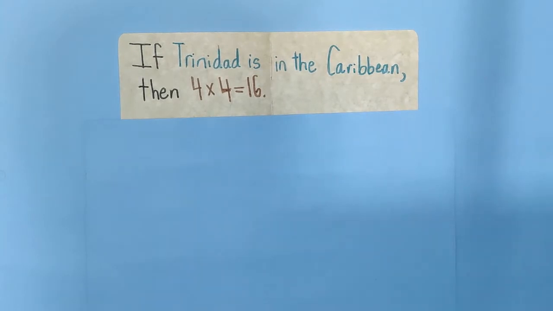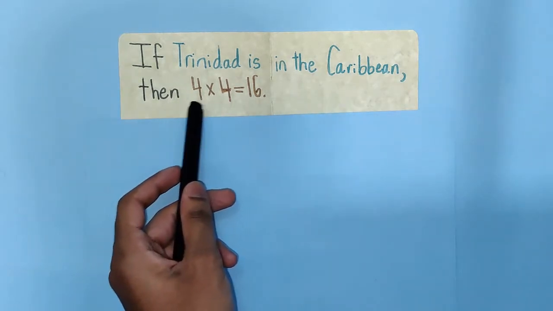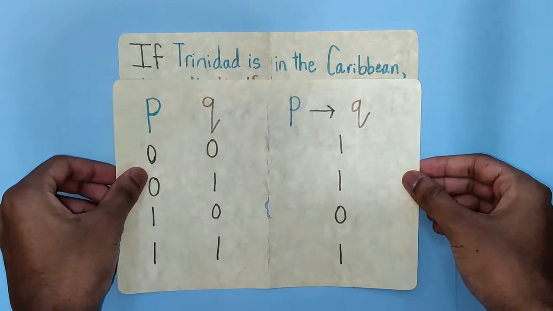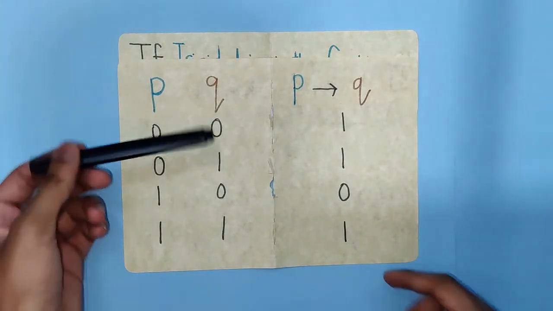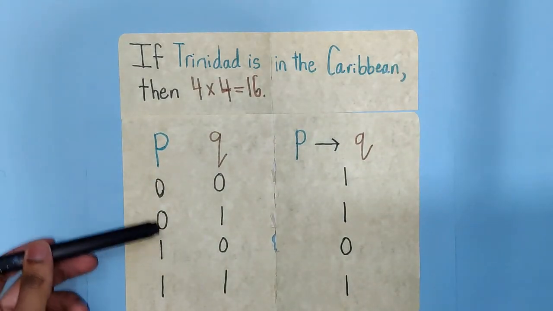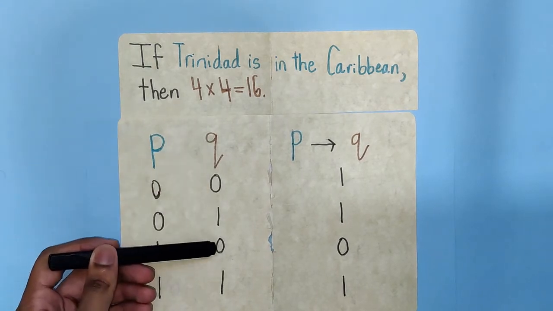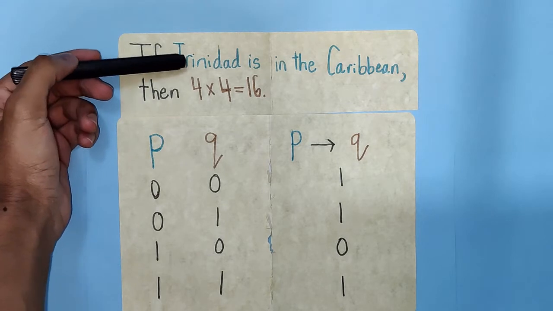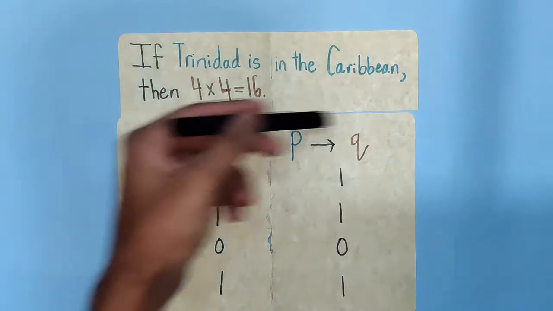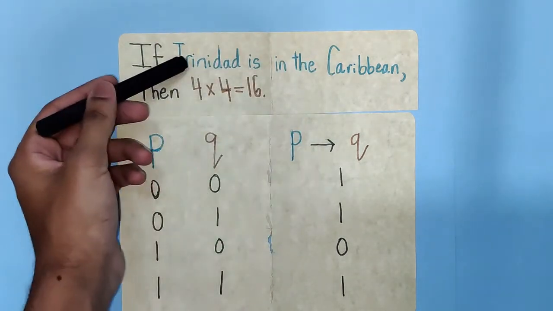So let's take a look at another if-then or conditional logic proposition. If Trinidad is in the Caribbean, then 4 by 4 equals 16. So is this proposition true or is this proposition false? Well, we can go ahead and bring back the previous truth table. So this proposition will only be false when P is true and Q is false. Is that the case here? Well, Trinidad is in the Caribbean and 4 by 4 is equal to 16. So we know that this whole proposition is true. This will have a truth value of 1.